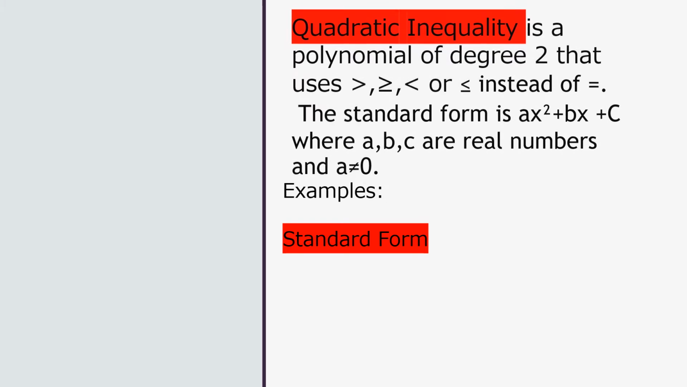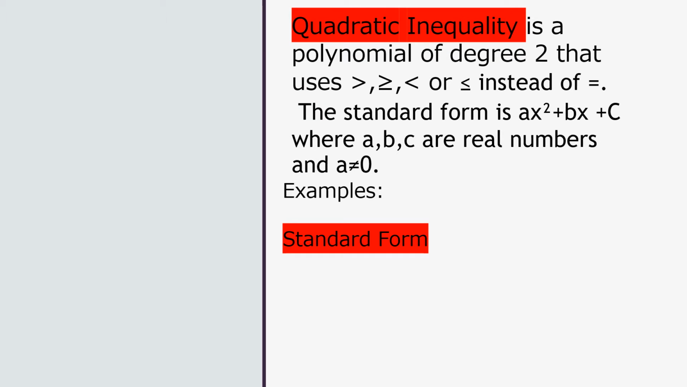What is quadratic inequality, by the way? Quadratic inequality is a polynomial of degree 2, which means the highest exponent of x is 2, that uses greater than or equal, less than or equal instead of the equal sign. The standard form is ax squared plus bx plus c, where a, b, and c are real numbers and a cannot be equal to 0.